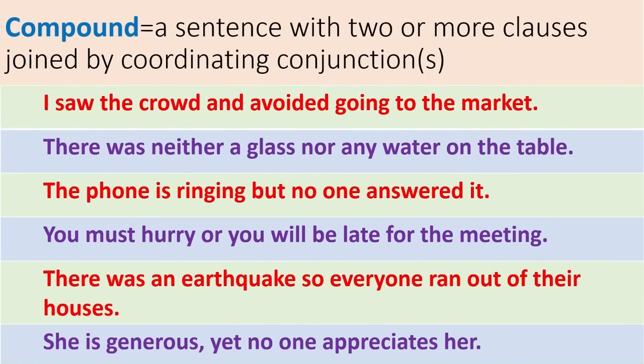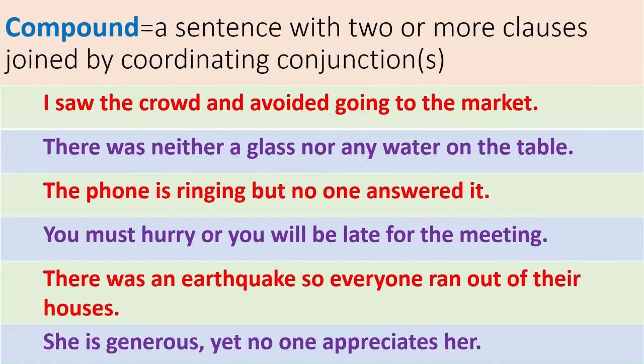This is the last of our types of sentences, compound sentence. Here, like the complex, we have two or more clauses and we have two or more finite verbs. The number of finite verbs is always equal to the number of clauses. That you have to remember. And the joining, unlike the complex sentence where it was a subordinating conjunction, here it is a coordinating conjunction which we use. Look at it. I saw the crowd and avoided going to the market.